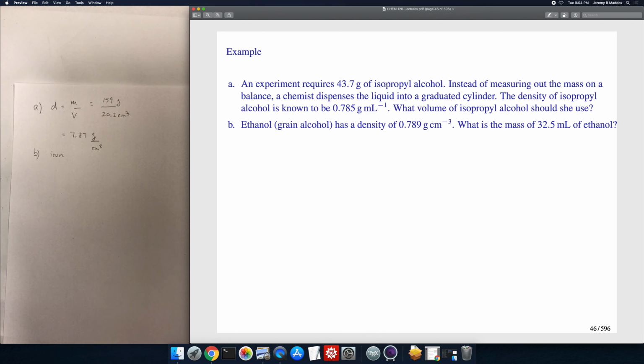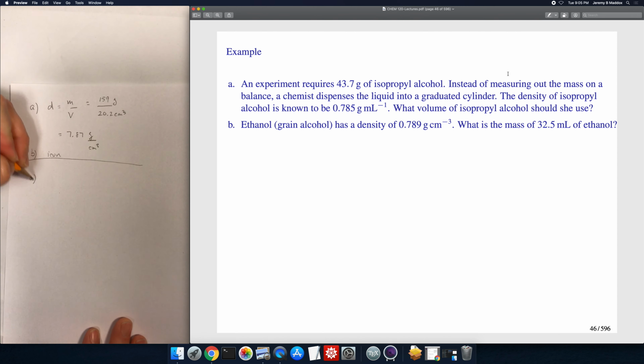Here we have another example. It's a different type of problem. I believe we're going to be using density as a conversion factor here. And so we have an experiment that wants 43.7 grams of isopropyl alcohol. And instead of measuring out the mass of the isopropyl alcohol, we will dispense the isopropyl alcohol using a graduated cylinder, which measures volume. If we know that the density of the alcohol is 0.785 grams per milliliter, what volume of isopropyl alcohol do we need in order to deliver 43.7 grams?